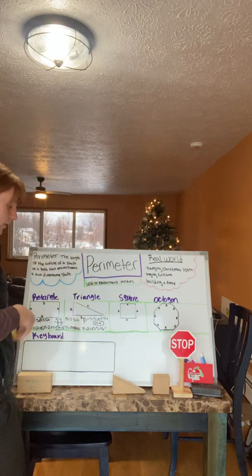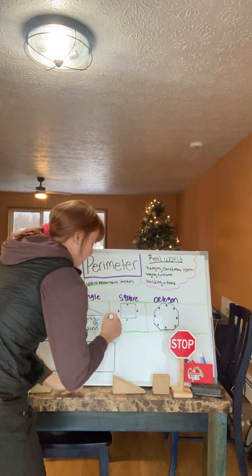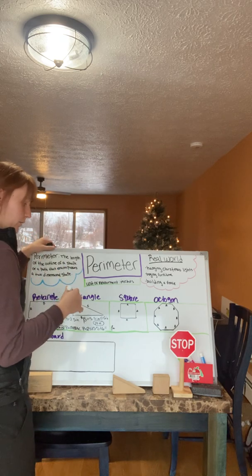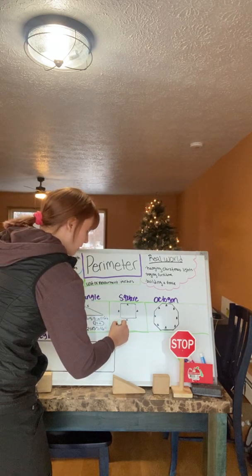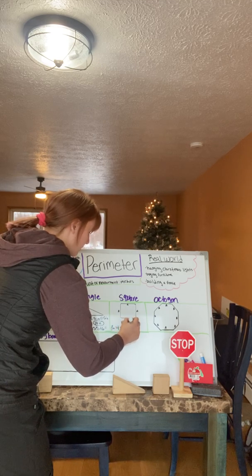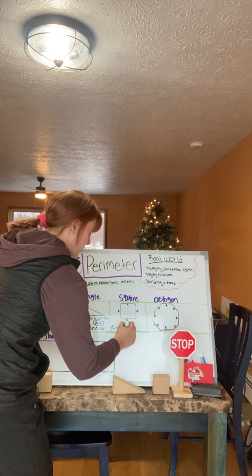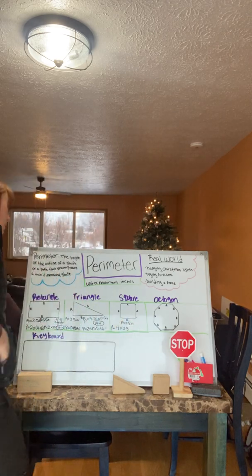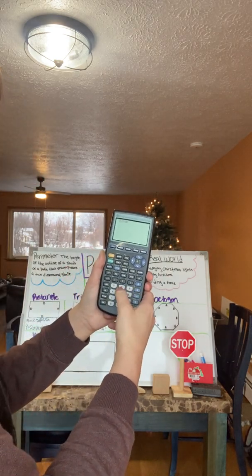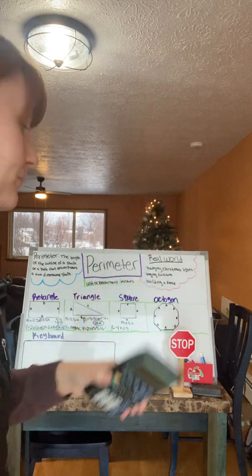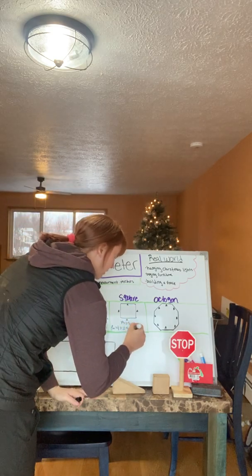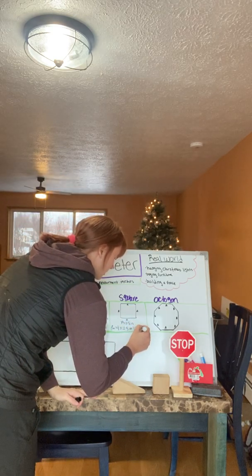I get 2.5. Okay. So if all of our sides are the same shape, we don't need to add them all together. We can do this quickly by saying 4 times A, which equals 2.5 inches. 4 times 2.5. I'm just going to do this on my calculator so we make sure we get it right. 2.5 times 4 equals 10. So the perimeter of our square is 10 inches. Nice.